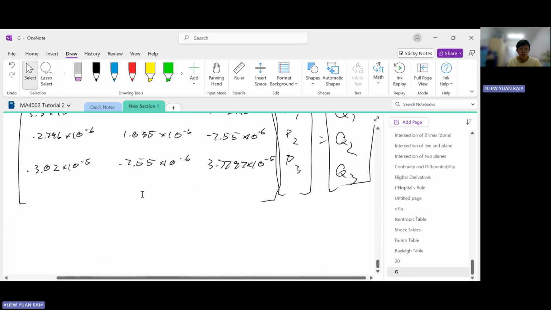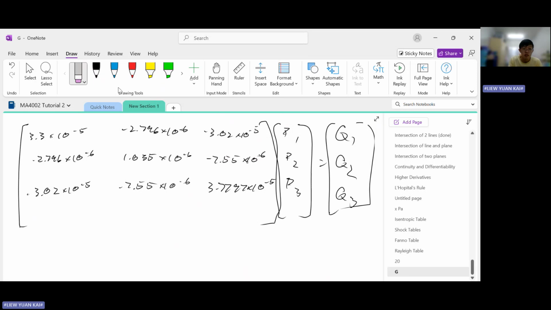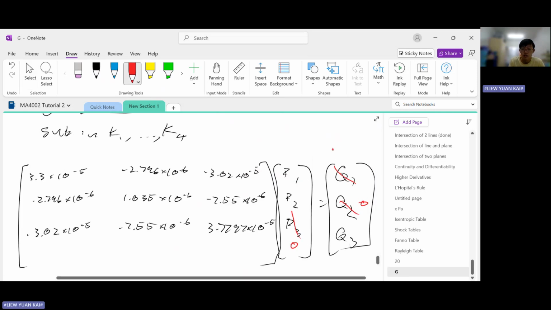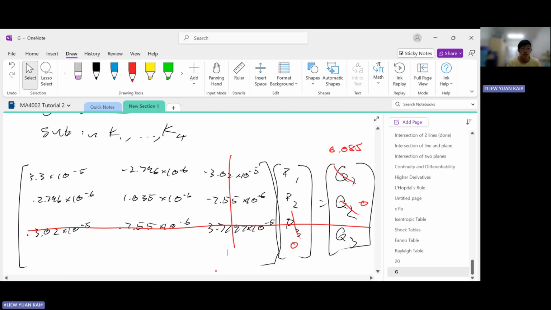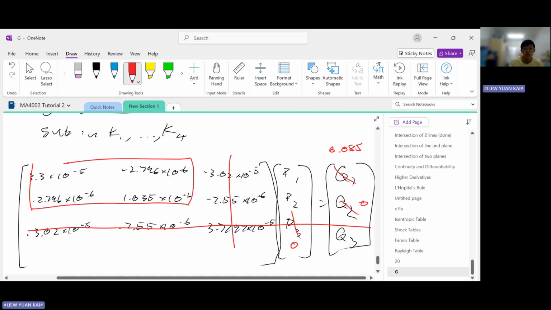Okay, so going back down, let's substitute whatever we know. I told you P3 is actually 0, Q2 is actually 0, Q1 is actually 0.085. Because P3 is 0, that means this is a zero displacement boundary condition, and that allows us to cancel the row three and column three. Okay, so what we're left with is this and this, and this.